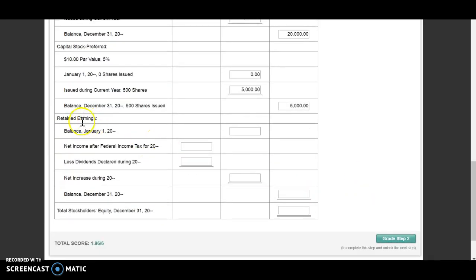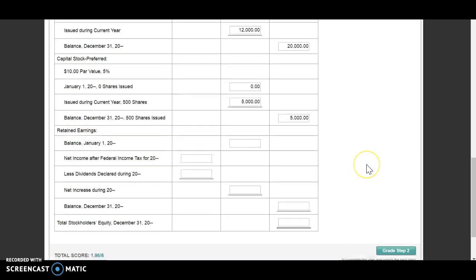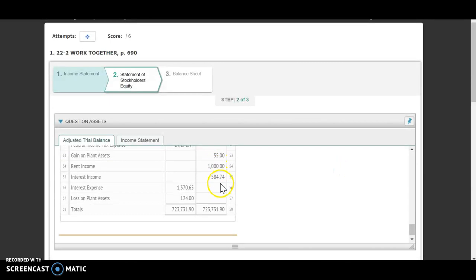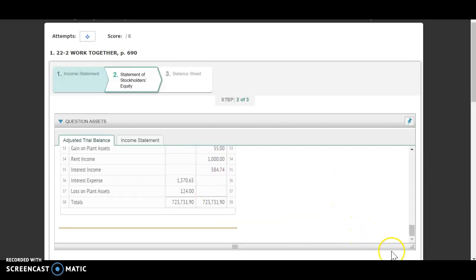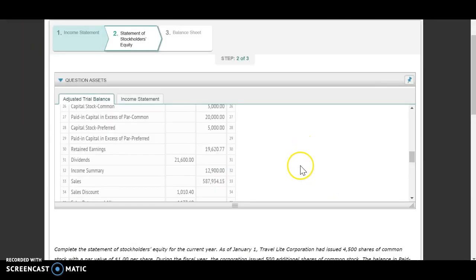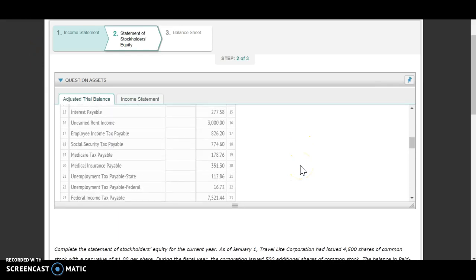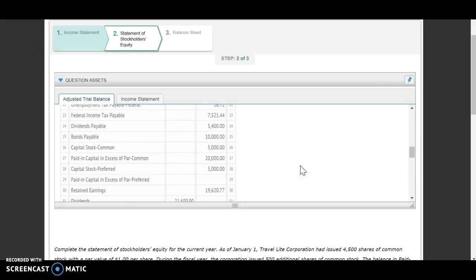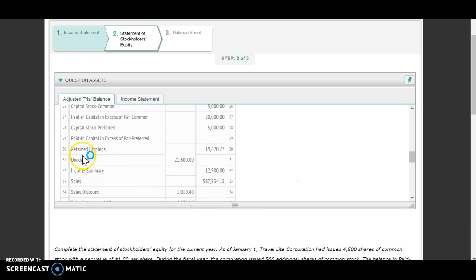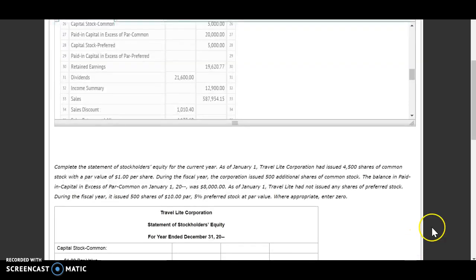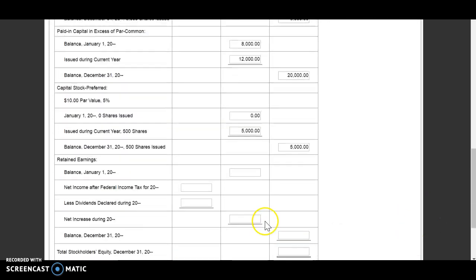Okay, our last section is our retained earnings, and it tells us that we need to put our balance on January 1st. We're going to look at our adjusted trial balance, and we're going to scroll through. We're going to find where it talks about our retained earnings. So our retained earnings is this number here. That's the number that we're going to use for our balance on January 1st. So 19,620.77.